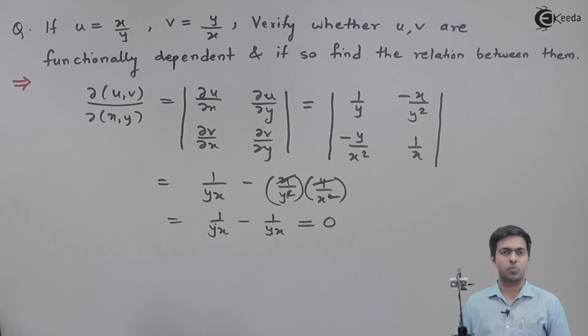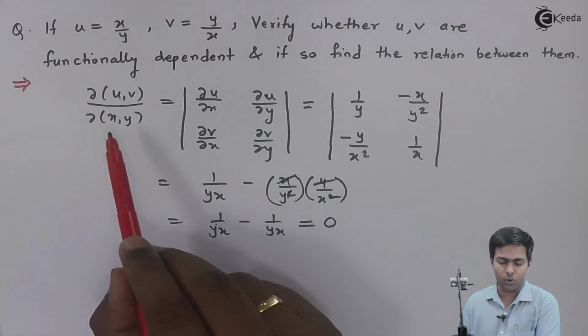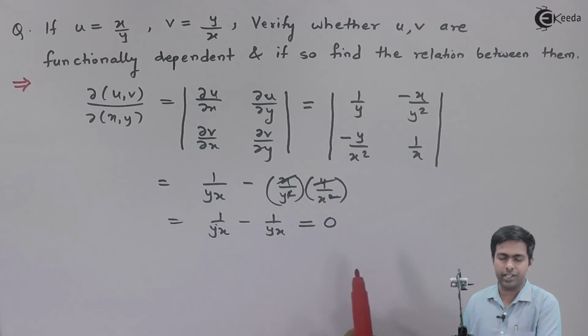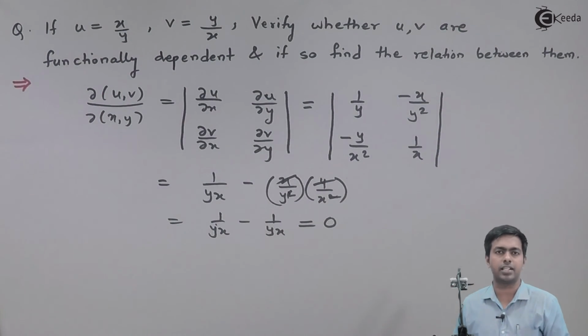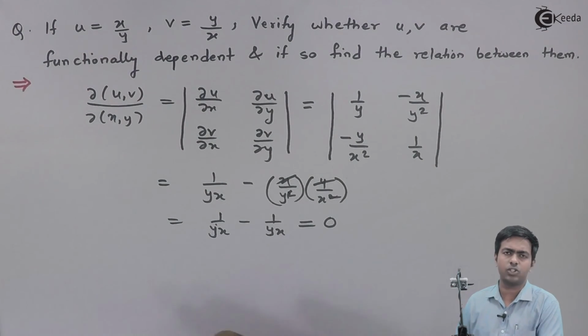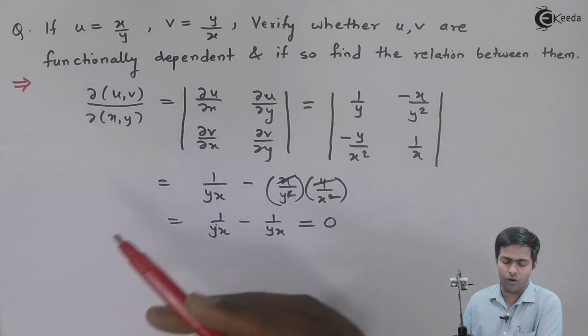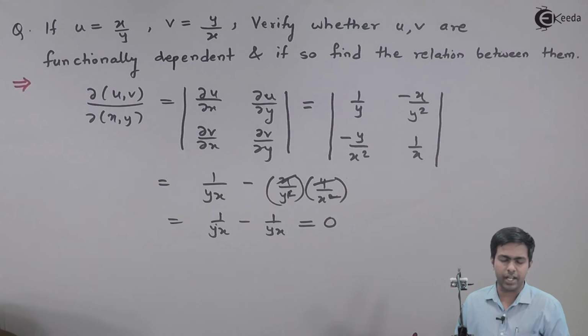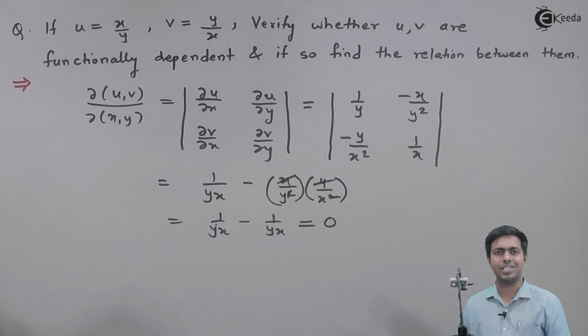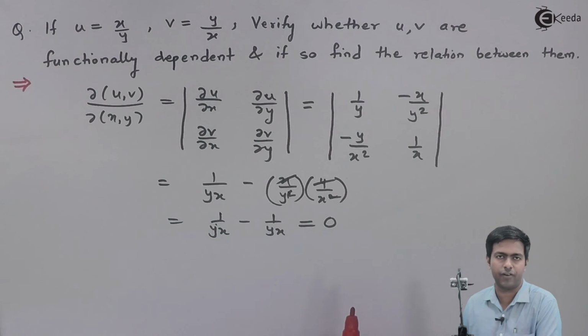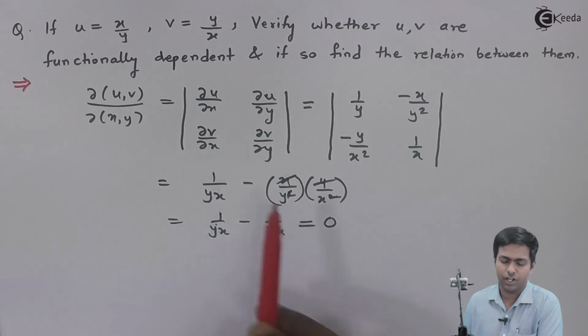So as I explained, if we are getting the Jacobian equal to 0, then we say yes, there is a dependency between the two functions u and v. So yes, here the dependency exists, and let's find the dependency between u and v. Now there is no fixed method to find out the dependency between u and v, but by making use of algebra and some mathematical simplification, we can definitely find out the relationship between u and v.